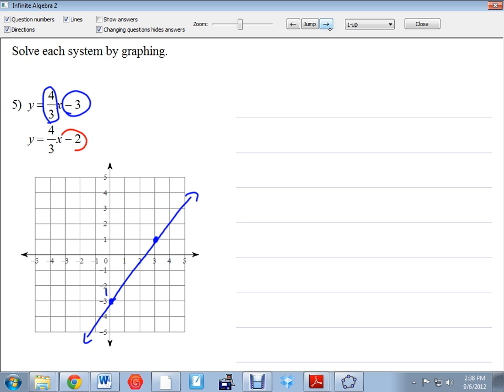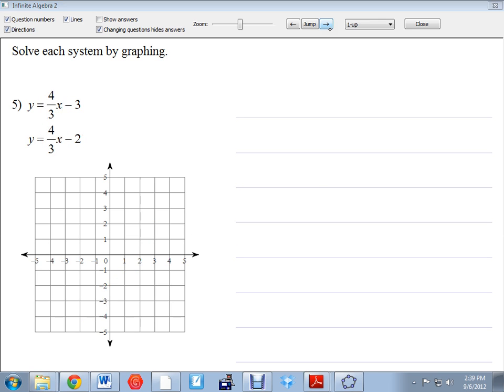Now the second one, you may notice, has a very similar equation. It's got a -2, but it has the same slope of +4/3. And so we'd go up 4 and over 3. And then we end up with two parallel lines. If the lines are parallel, that means they have the same slope and they will never cross. So we could call this one no solution because they will never cross no matter how far out we go.